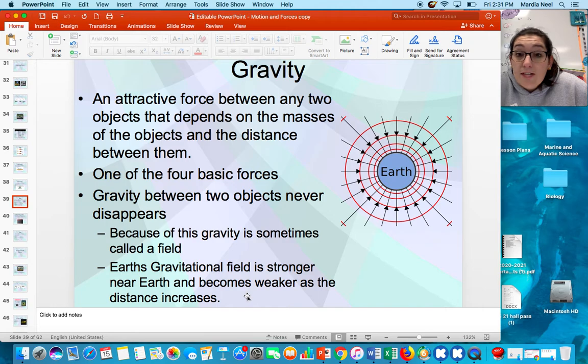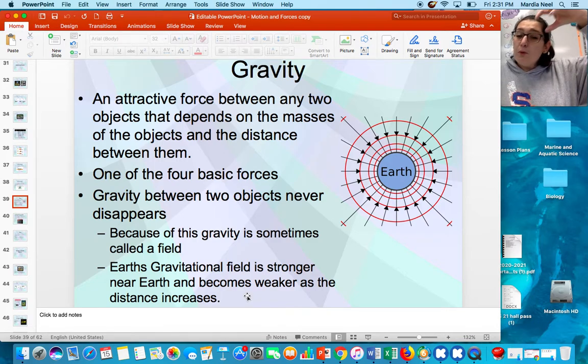So Earth's gravitational field is stronger the closer you are to the center of the Earth, and it's weaker as the distance increases. So if you go to the very bottom of the ocean at the Mariana Trench, that's where gravity is the strongest. That's where the pull between you and the Earth is the absolute strongest. But if you go stand on the top of Mount Everest, the tallest mountain in the world, the pull is where it would be at its weakest because you're the furthest from the center of the Earth as you can get.